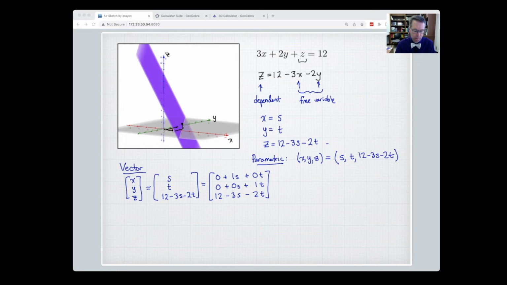So we're going to write this as a sum of 3 different vectors. We'll get the constant vector with 0, 0, 12. Then s is a multiple in that second spot, so we'll factor it out. S times the vector 1, 0, negative 3. And then I'll have the third column, t is a multiple times the vector 0, 1, negative 2.